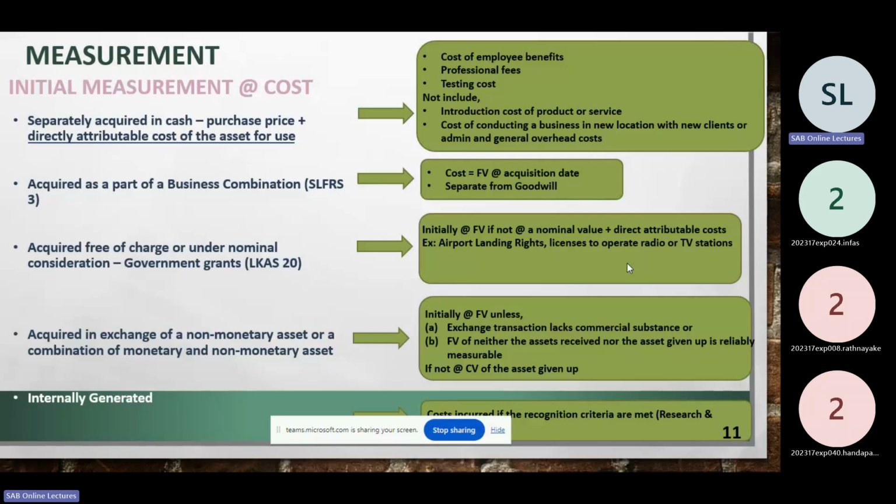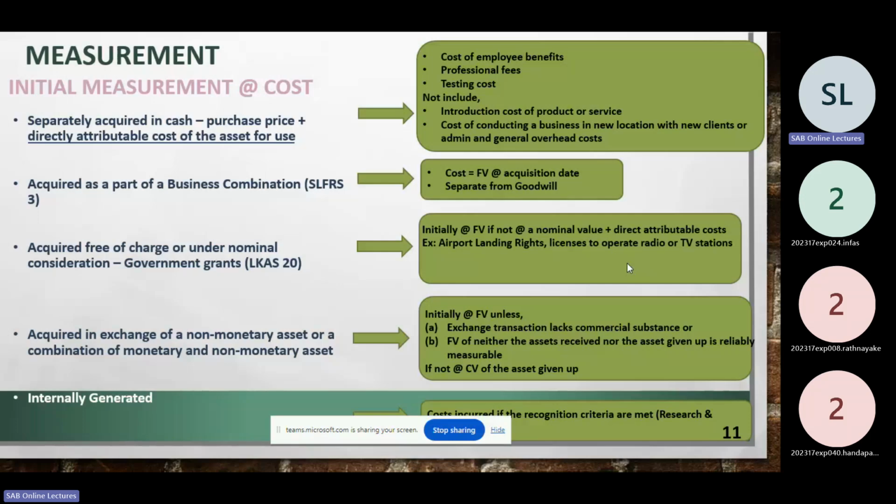And the business combination also is at cost, but valued at the fair value on the acquisition date, and it's separate from goodwill. And acquired free of charge under a government grant, it is initially at fair value, or there can be a nominal value, so we can identify it in that scenario.